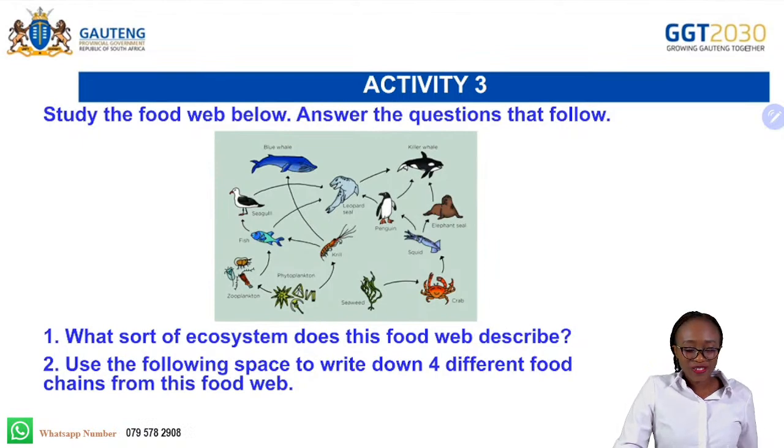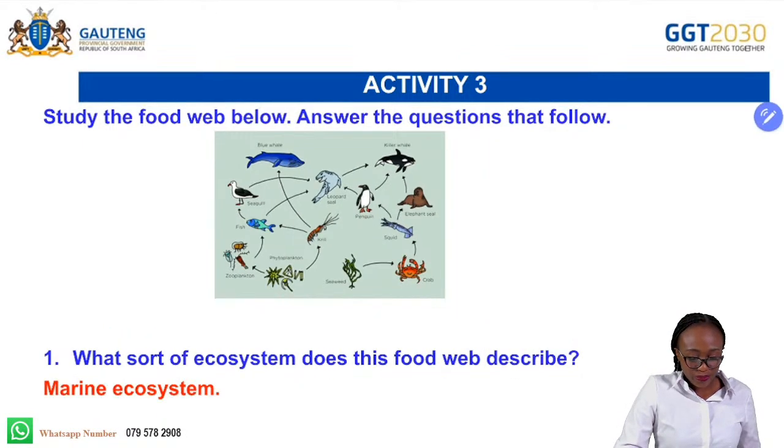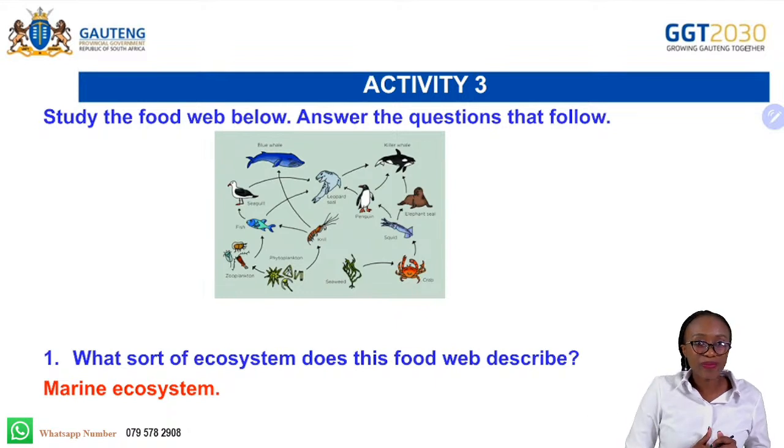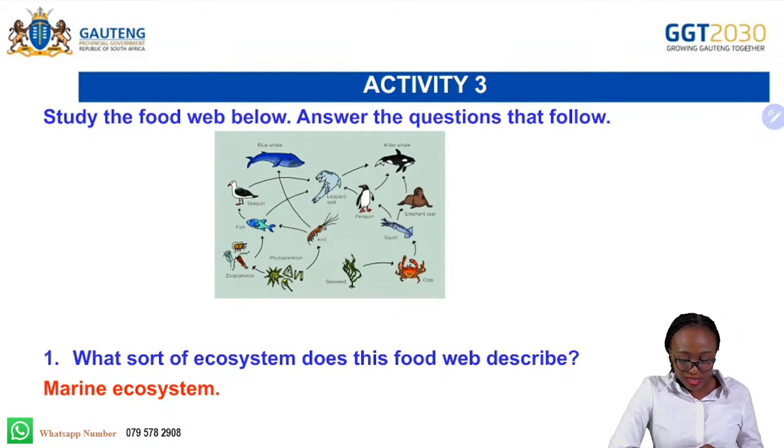Welcome back. Now let's go through the questions together. Right, what sort of ecosystem does this food web describe? It describes a marine ecosystem. How do we know it is a marine ecosystem? By the type of organisms that are in this food web.